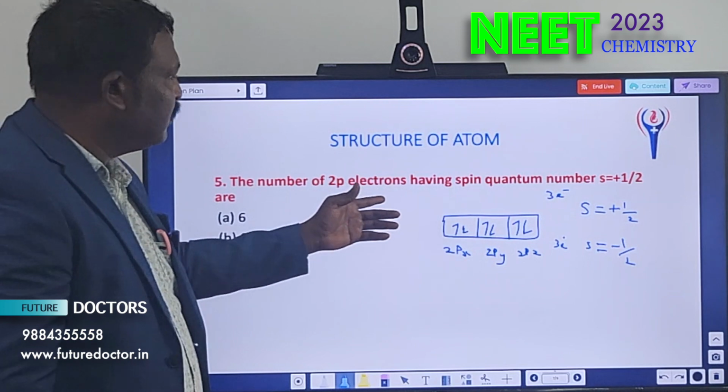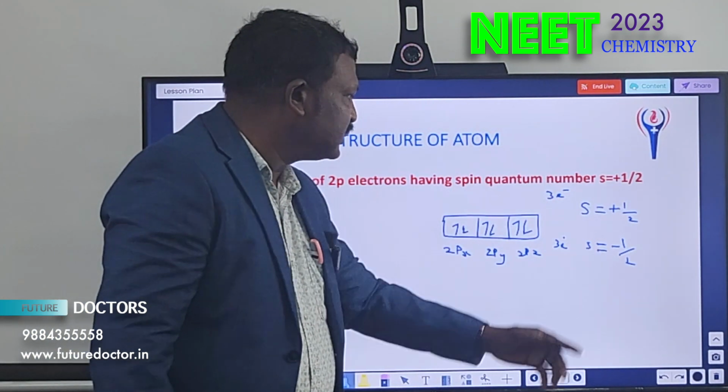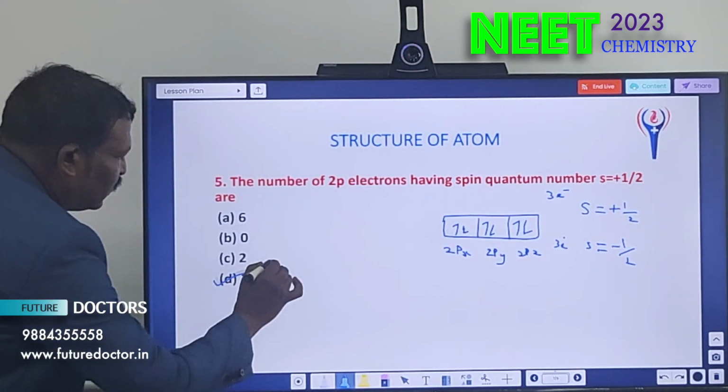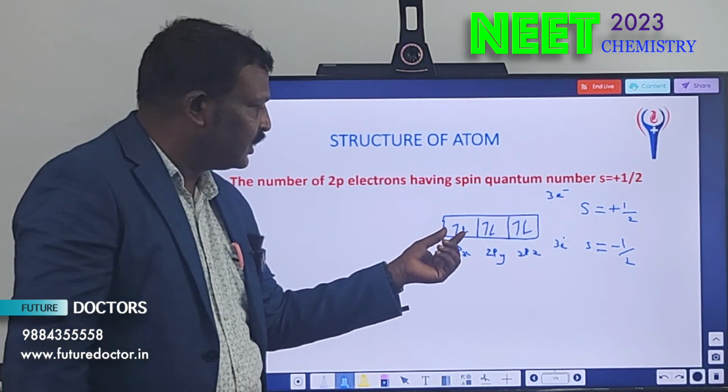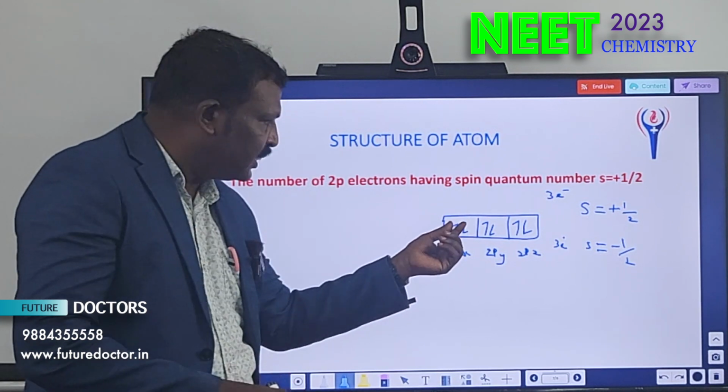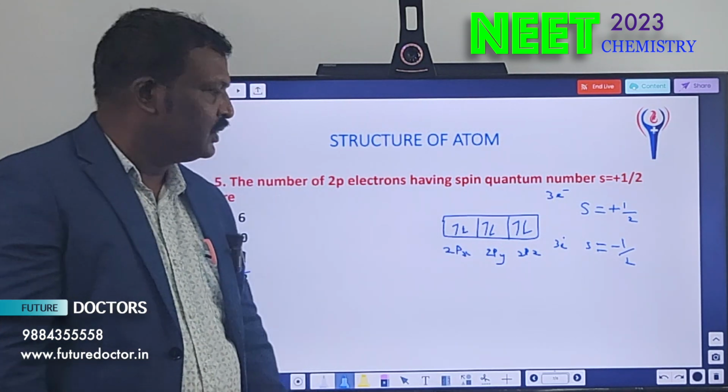So now the question is, how many electrons with S equal to plus half? Plus half means 3 is the answer. Understood? If you take one orbital, one electron revolves in the clockwise direction, another electron revolves in the anti-clockwise direction. So for the first electron we put S equal to plus half, and for the other electron we put S equal to minus half. Understood? Next one.